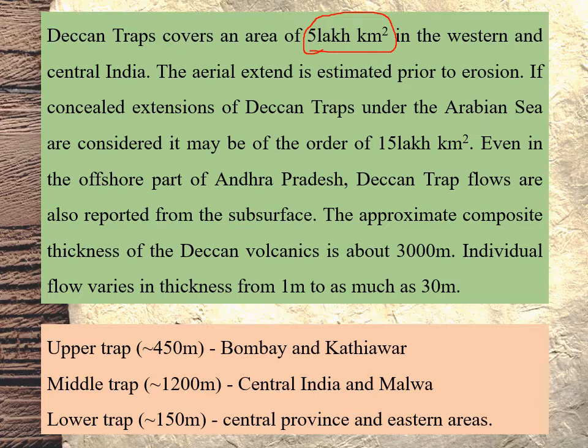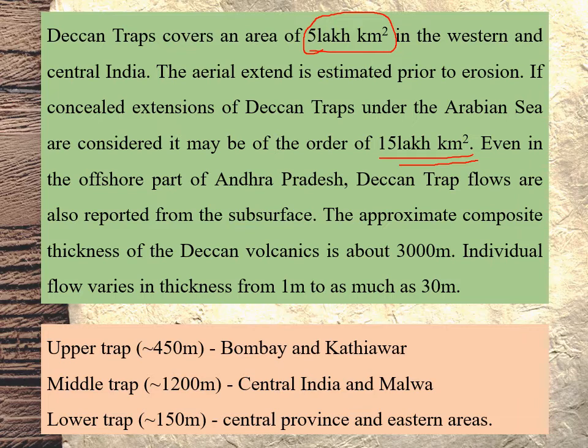And if you consider the portion of the lavas found beneath the Arabian Sea, then the areal extent might be 15 lakh square kilometers, almost three times. So what we see on the land surface, much more is found beneath the sea. When we include the portion of the Deccan Traps beneath the Arabian Sea, it becomes three times, and it covers almost 15 lakh square kilometers.